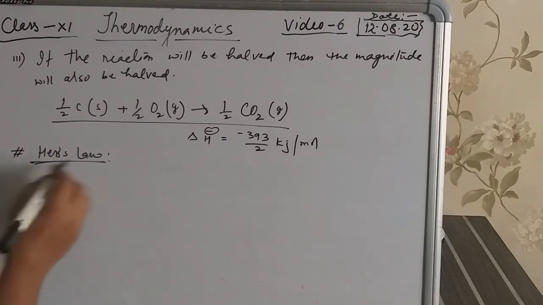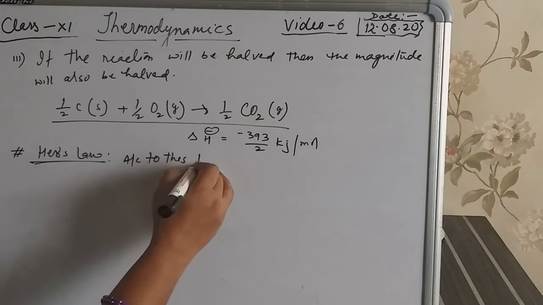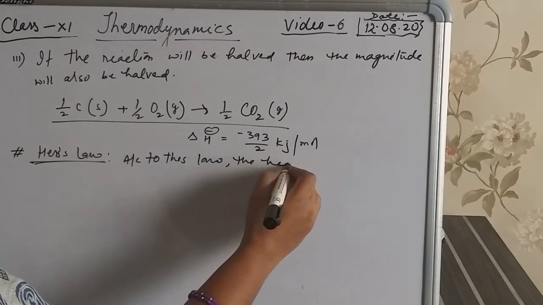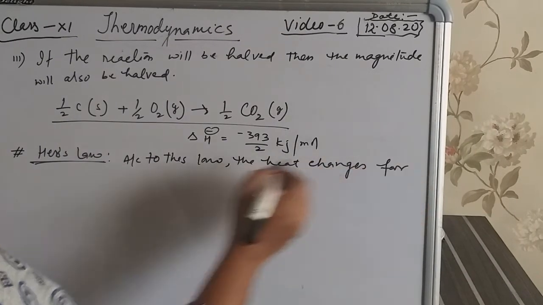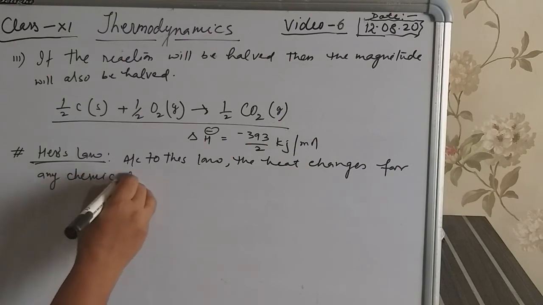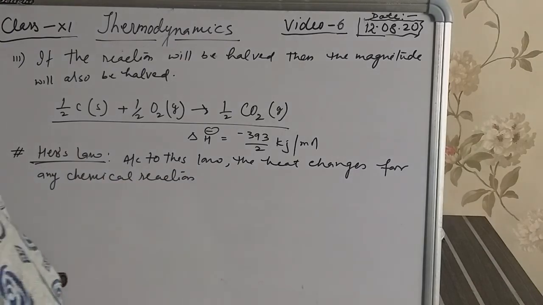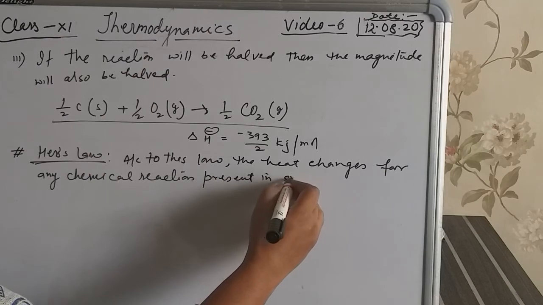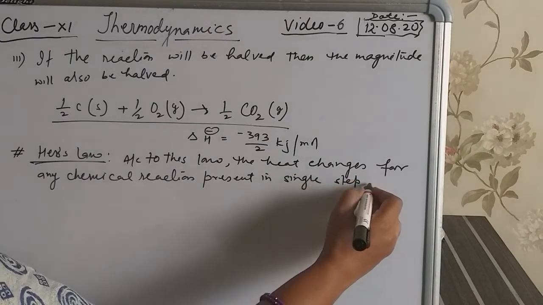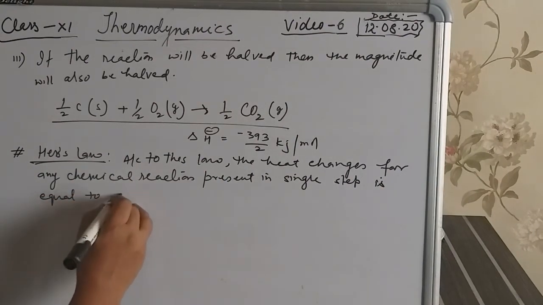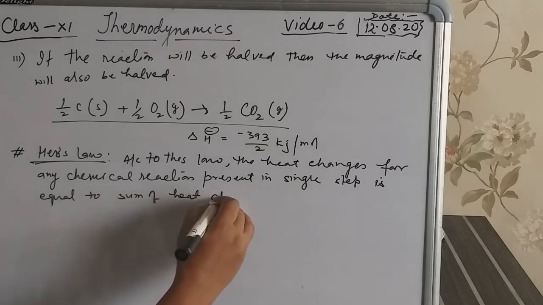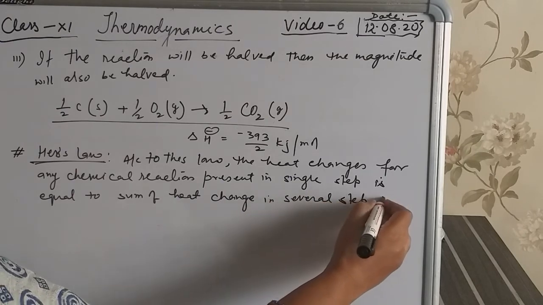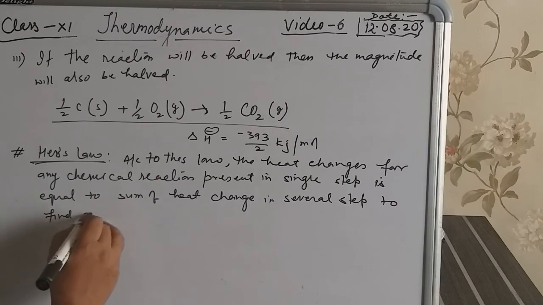Now next is Hess law. What is Hess law? According to this law, the heat change for any chemical reaction occurring in a single step is equal to the sum of heat changes in several steps to form the same product.